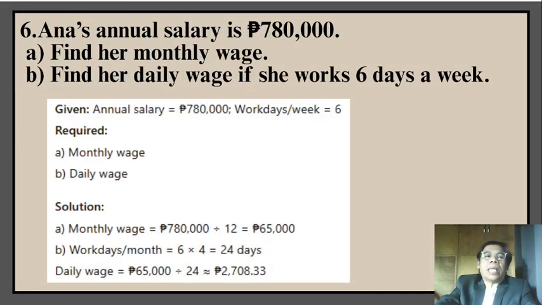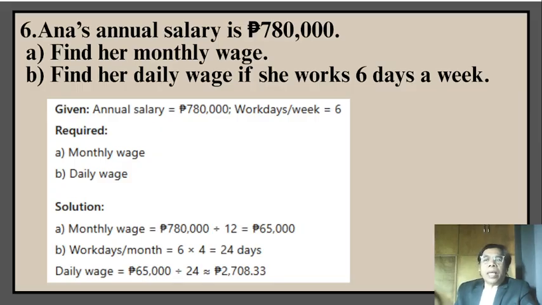Number 6. Anna's annual salary is 780,000. Find the monthly wage. Letter B, find her daily wage if she works 6 days a week. So we're given the annual salary 780,000. We are asked to determine the monthly wage and the daily wage. So solution, monthly wage is equal to 780,000 divided by 12, which is equivalent to 65,000.